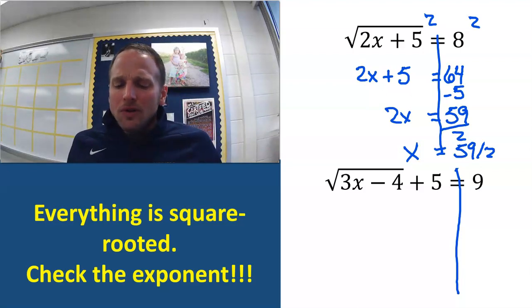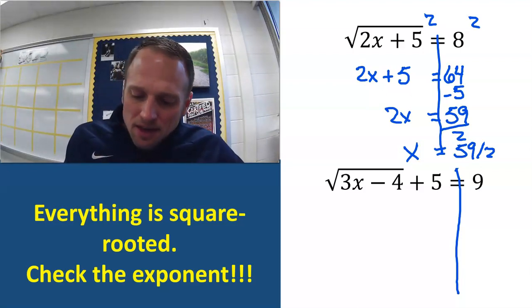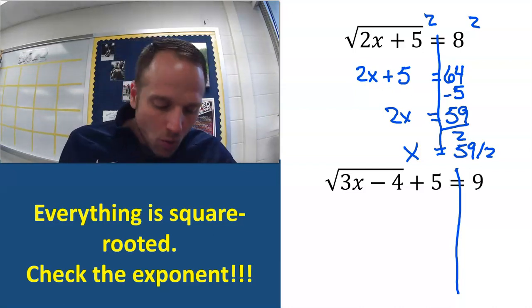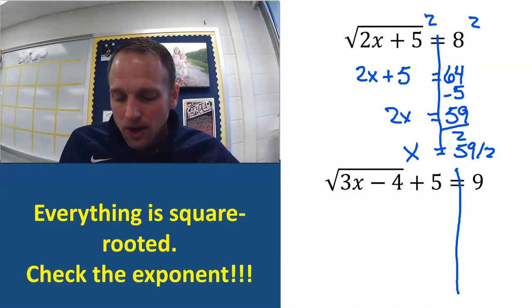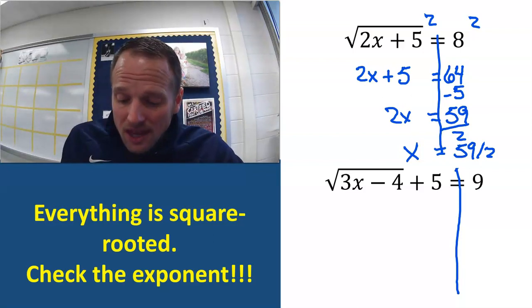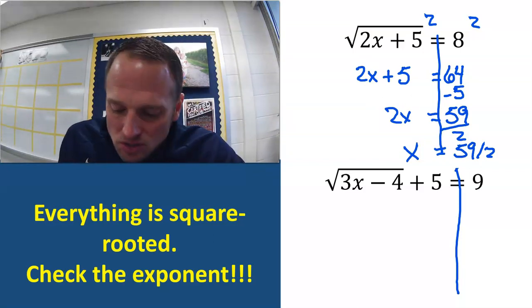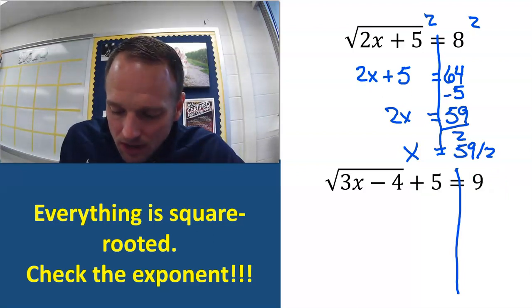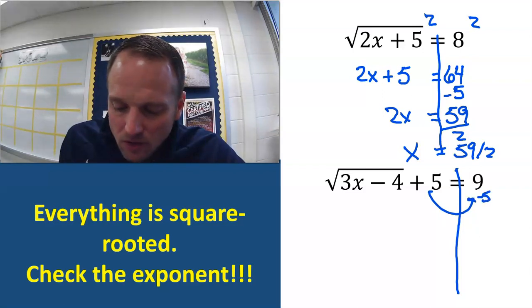Next one. Well, the bad news is that not everything is being square rooted, so we can't just square it right now. That's not going to come out. But the good thing is we know how to get rid of that 5. Let's just subtract the 5 to the other side. So when I subtract the 5 from the 9, that's going to be a 4. Let me go back and do that again. We're just going to take the 5 and subtract it over here. So 9 minus 5 is just going to be 4.